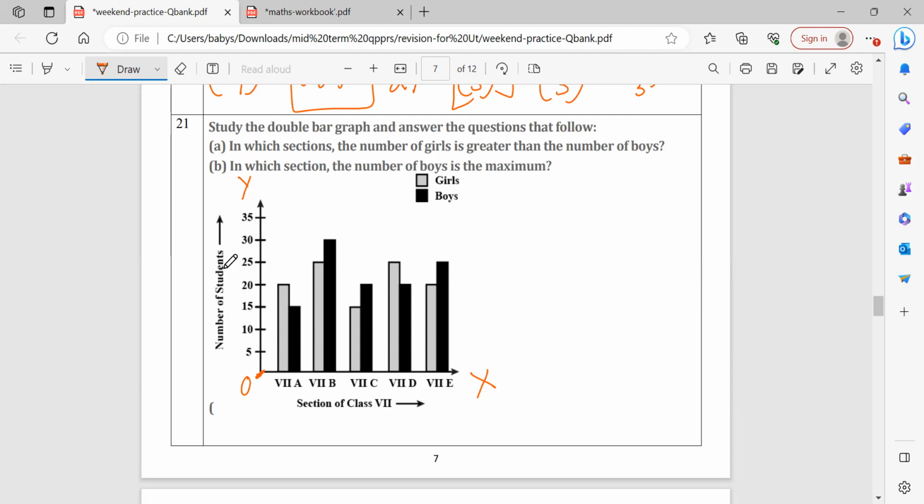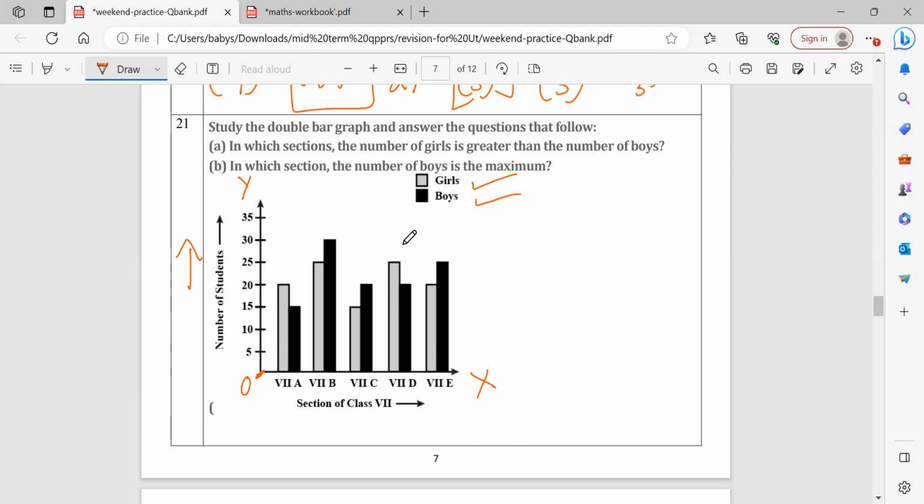And here on the y-axis, that is called the dependent axis, we have the number of students. Otherwise, I told you it represents the frequency. So it's representing the number of girls and the number of boys in different sections of grade 7. The gray area refers to the girls and the black one is boys. So in which sections is the number of girls greater than the number of boys?